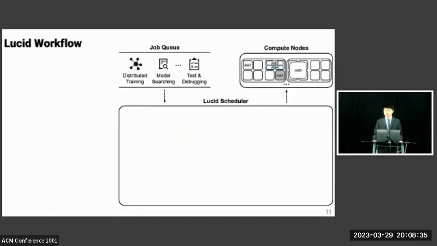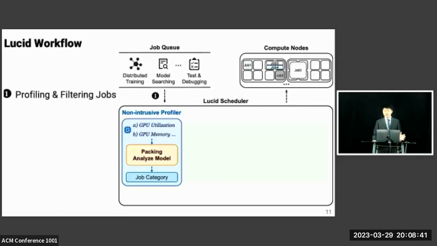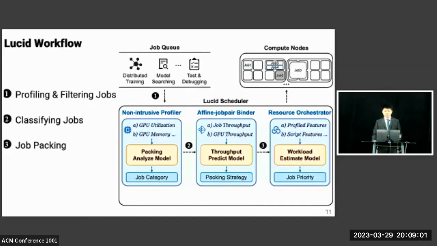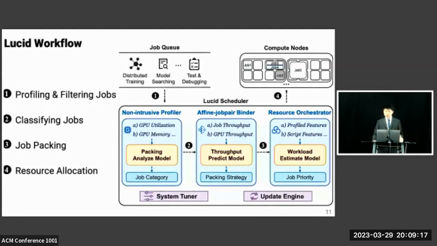To achieve efficient scheduling, our system optimizes job profiling, packing, and allocation processes. First, jobs need to be profiled before allocation. This step can efficiently filter most short-term debugging jobs. Then the profiler records the resource utilization features and classifies jobs into different categories. And we design a binder to determine whether and how to pack jobs. Then the resource orchestrator assigns a priority value to each job and selects jobs to execute. Besides, we also design a system tuner and update engine for system performance maintenance.